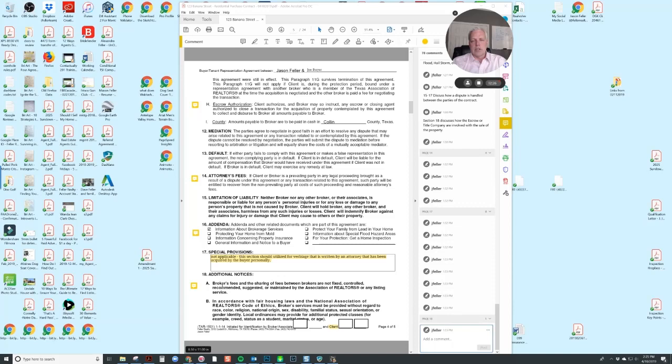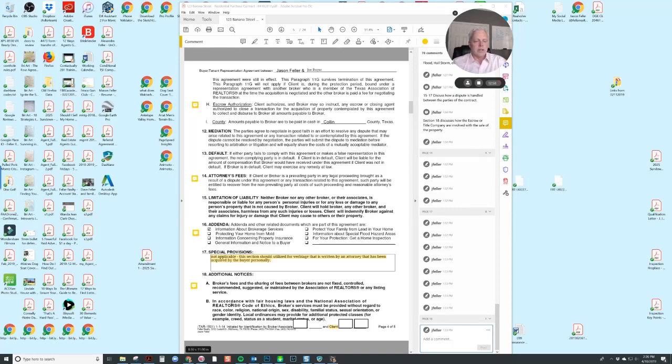18 is under additional notices. That's just explaining that, of course, broker fees or sharing of fees are not fixed or controlled or recommended or suggested in any way between brokers or other realtors discussing these commission rates or these fees. There are norms and there are things that happen a lot of times, but that is not a fixed number.